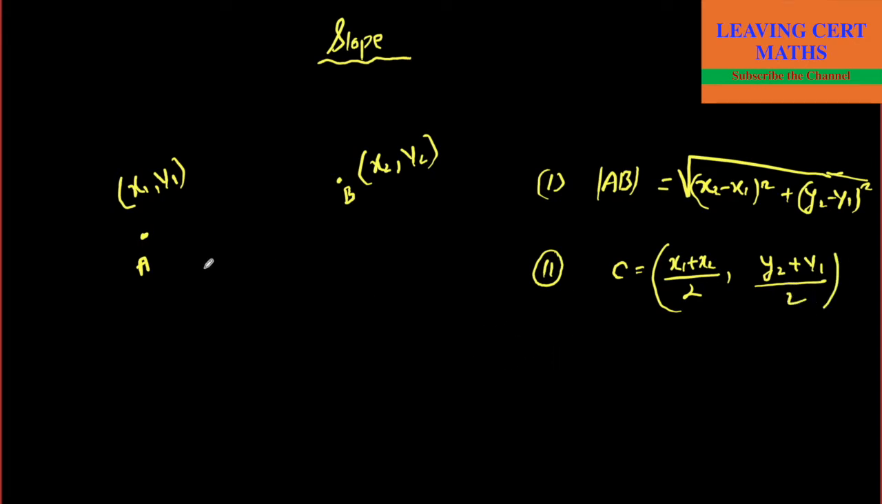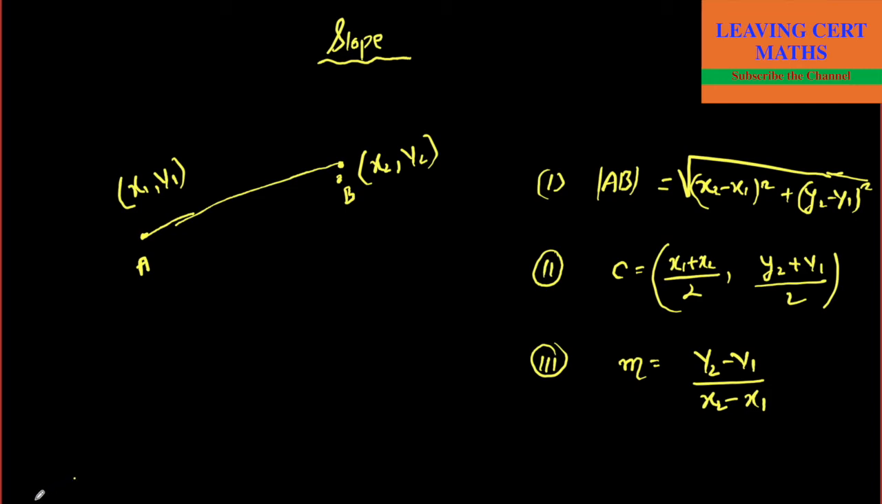Third thing, we can connect them and make a straight line. Let's say this is point B. Now you can find the slope of this line, and the slope is always written as m, and that is equal to y2 minus y1 over x2 minus x1. Is that clear? Now you know the slope, the midpoint, and the distance between them.